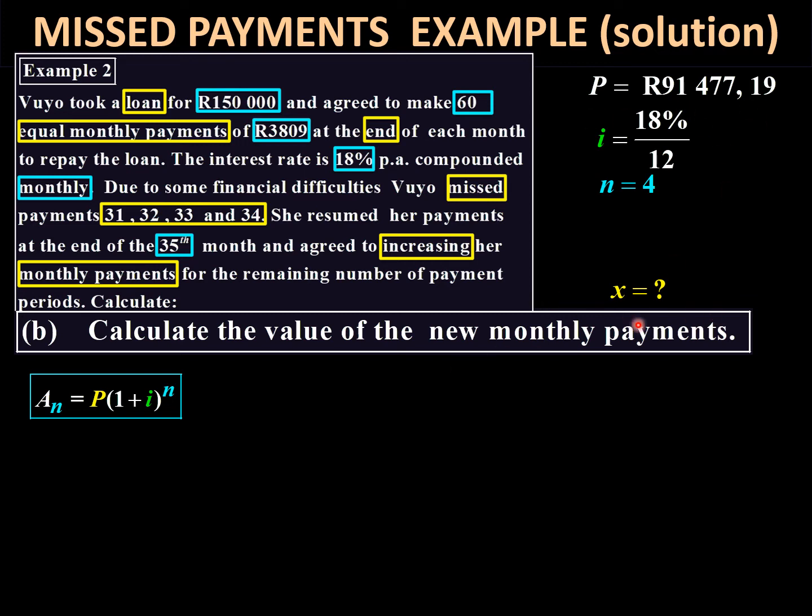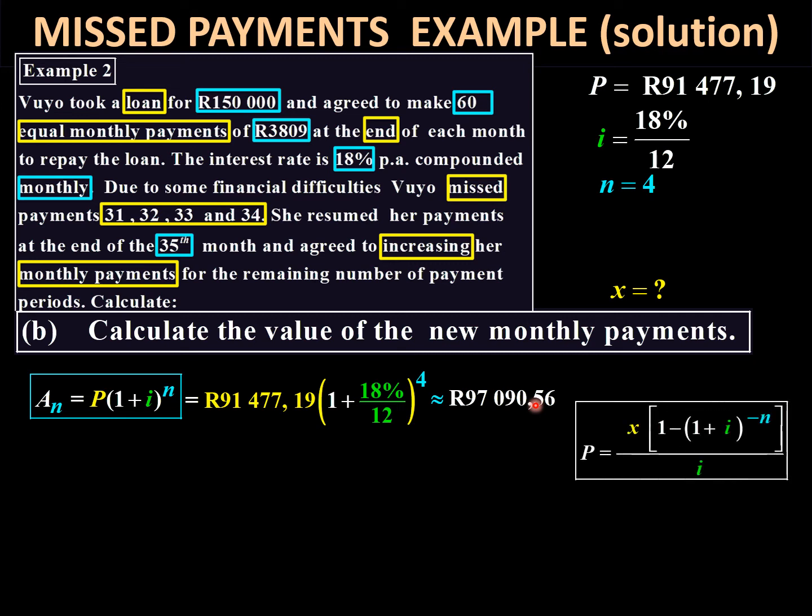So first of all, before we can work out the payments, we have to work out the growth of that 91,000. So that 91,000, and it's 4 months she hasn't paid, so there's growth for 4 months, and that gives us a new present value, which is 97,090 Rand and 56 cents. Now this is a loan, so we use the present value formula. There's the present value formula, so we substitute. But now let's work out the end value. You see, the loan agreement was 60, she already paid 30, and then she missed 4, so there's still 26 more payments left. So our end value here would be 26.